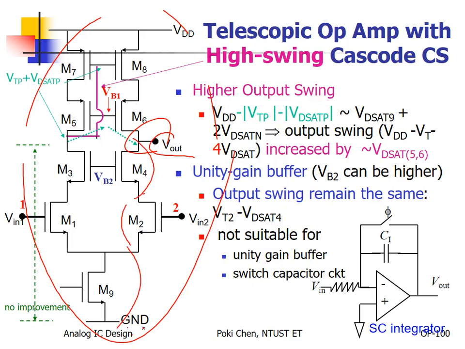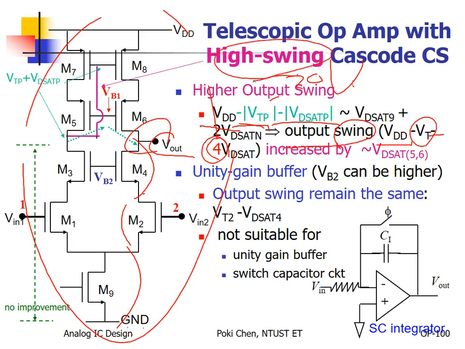That's it. So the maximum is VDD minus delta V, minus VT minus delta V. Previously, minus 2 delta V. Okay, that is the difference. But for the minimum, you have 3 delta V. So right now, the output swing becomes VDD minus VT minus 4 delta V instead of 5. So with such kind of high swing cascode, the benefit is 1 delta V more for your upper range.